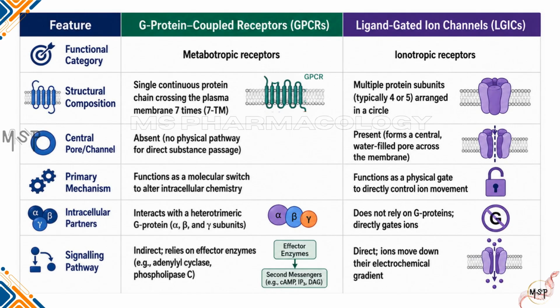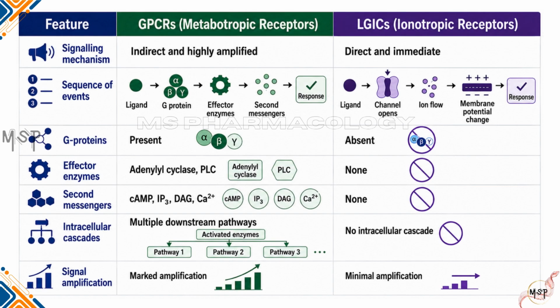When an appropriate ligand binds to the receptor, the protein subunits undergo a conformational change that rapidly opens or closes the channel. Once open, ions move directly across the membrane following their electrochemical gradient. Because these receptors directly regulate ion movement and alter membrane potential, they are classified as ionotropic receptors. This structural distinction creates two completely different methods of signaling.